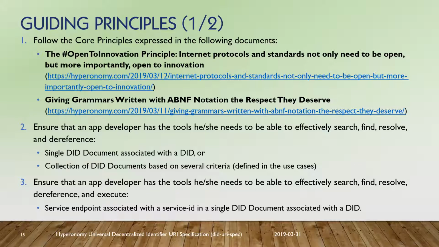There's the open to innovation principle, that internet protocols and standards not only need to be open, but more importantly, they need to be open to innovation. Secondly, giving grammars written with ABNF notation the respect that they deserve. That is, treat them like programs, develop them like programs, have an iterative, agile software development process and testing and validation process, just as if it was a program.